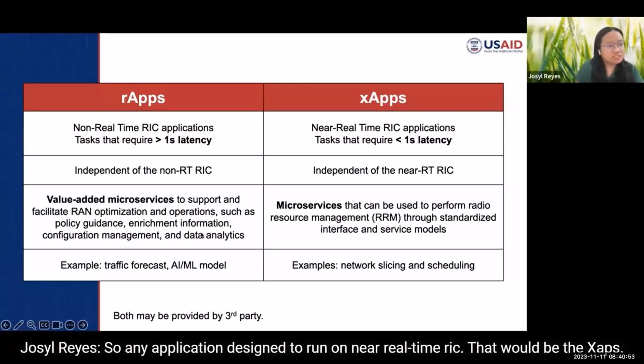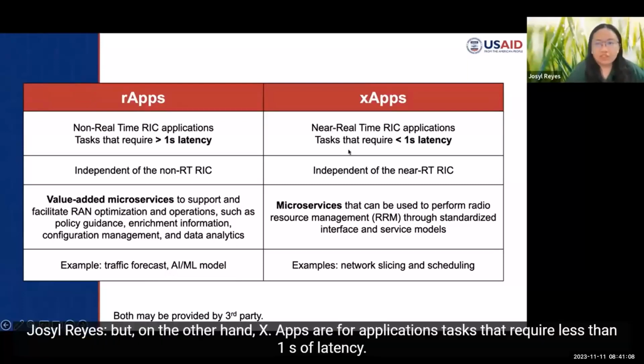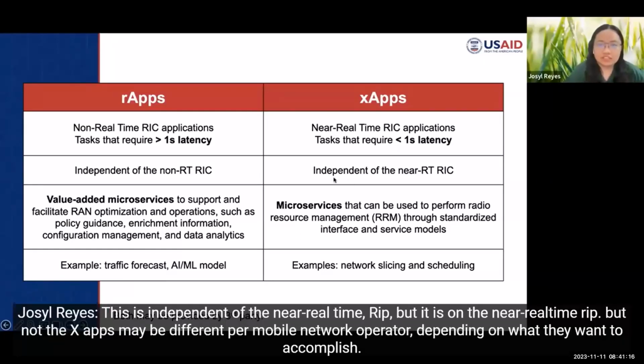Any application designed to run on the near real-time RIC would be in the xApps. Examples of rApps would be traffic forecasting, AI, and machine learning models. On the other hand, xApps are for applications and tasks that require less than 1 second of latency. And this is independent of the near real-time RIC, but it is on the near real-time RIC. The xApps may be different per mobile network operator, depending on what they want to accomplish.